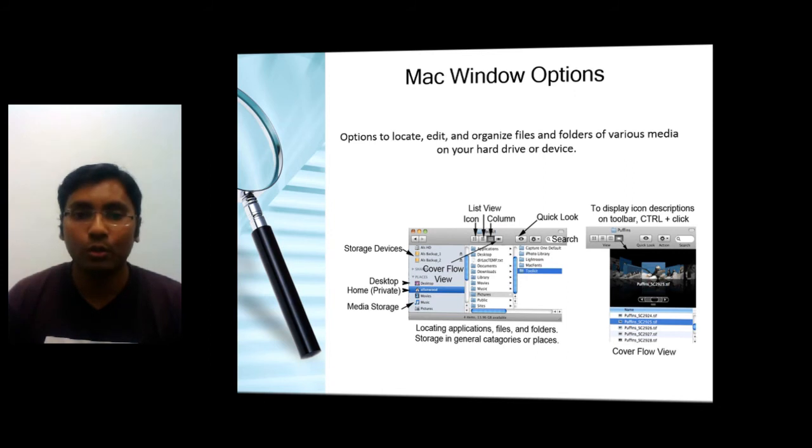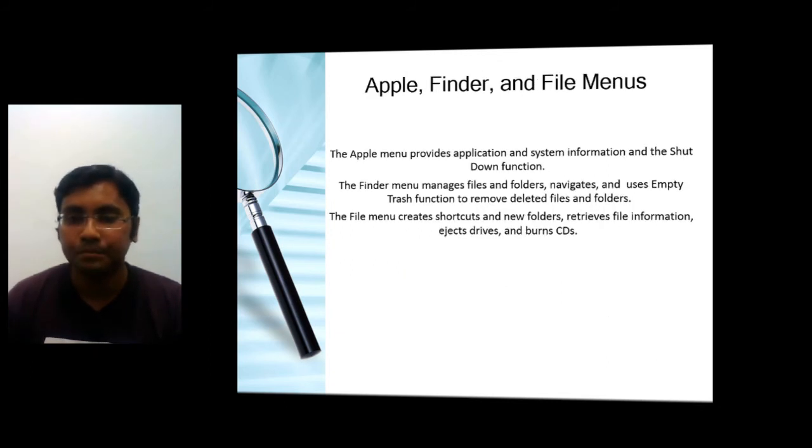In the Mac window option, as you can see, it has located the edit and organize file and folder of various media on your hard drive and device. Like there's a storage device, there is a desktop, home, private, media storage, and quick look. Also you have a search button on the right side. Also, to display the icon description, you need to click on the toolbar with Ctrl plus click.